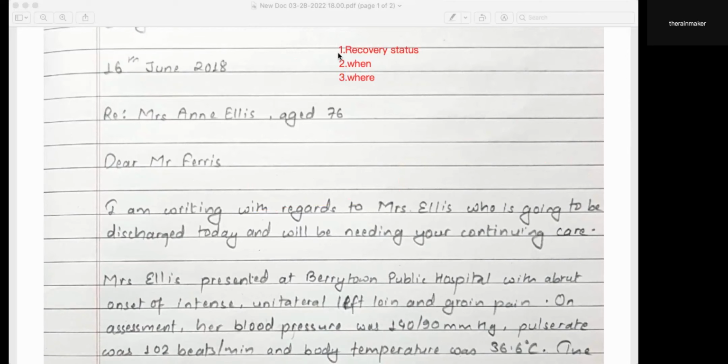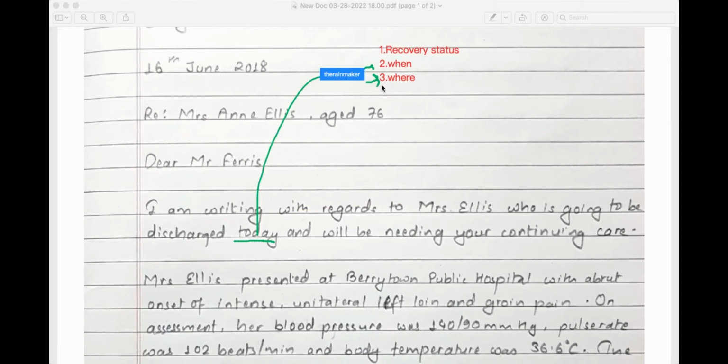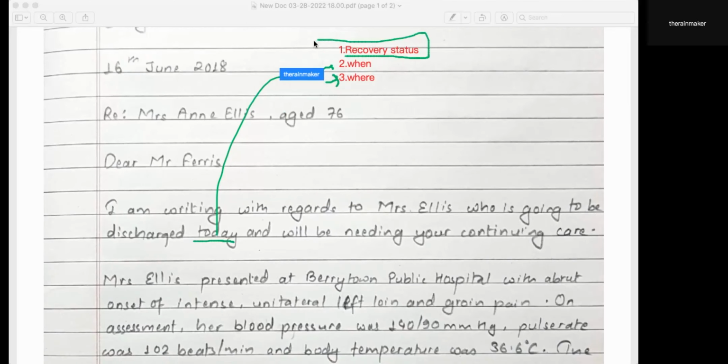So when and where means it's going to be discharged today. So you've mentioned today already, and this qualifies as when. And where means going to be discharged, going back. We're discharging back the patient. If you put back, that already qualifies as where. Now, recovery status means what is the current standing of the patient who has successfully received the treatment, or who has been treated for, and give the diagnosis.